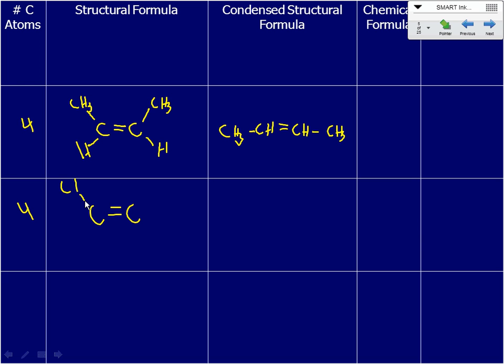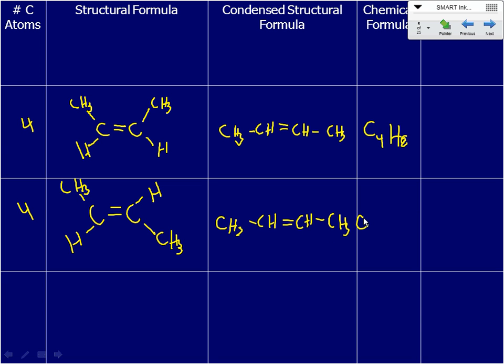And if I do the other version, again, this is 4, C, double bond C. This time I'm going to put the CH3 up top, and I'm going to put the other CH3 down below, CH3. H, H. Condensed structural formula is going to look the same. CH3, CH, double bond CH, CH3. And these are all C4H8. And you're right, these are both 2-butenes, but one of them has the CH3s together, and one of them has the CH3s on opposite sides.